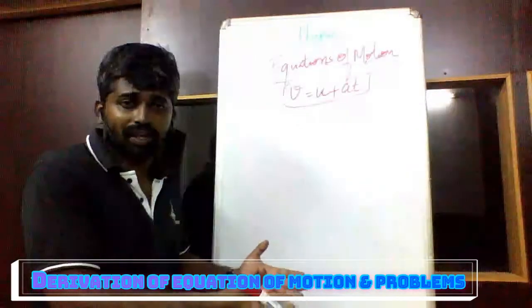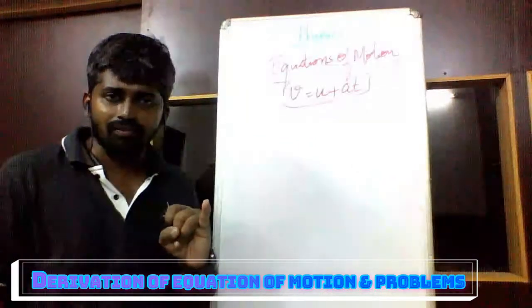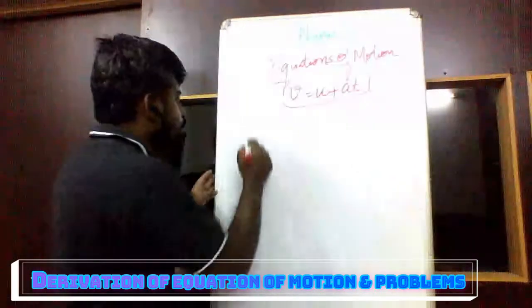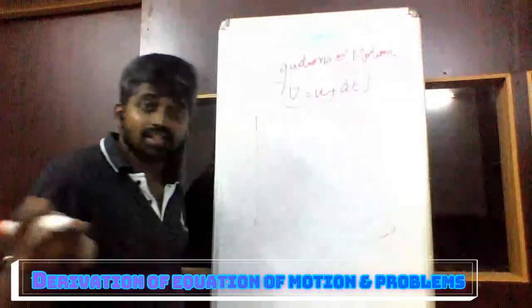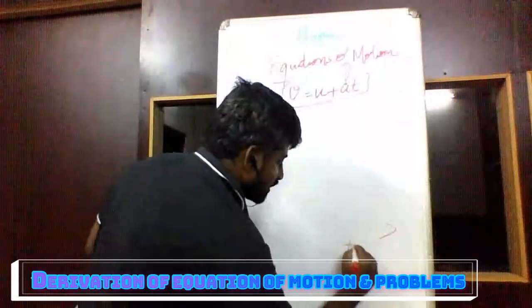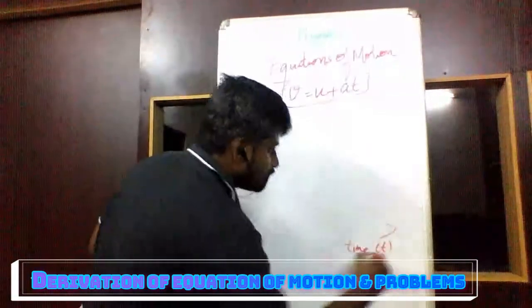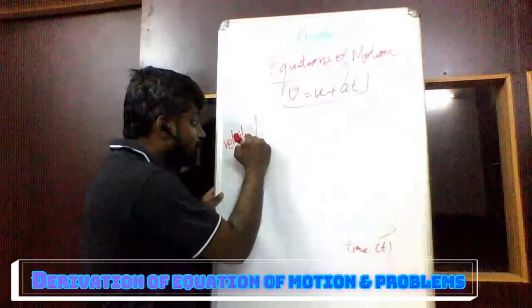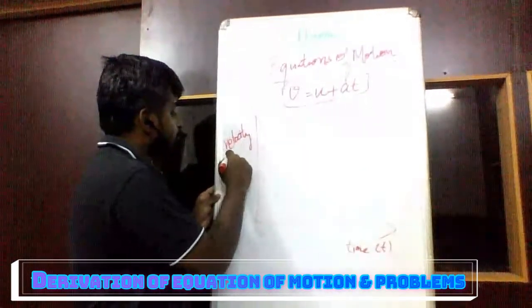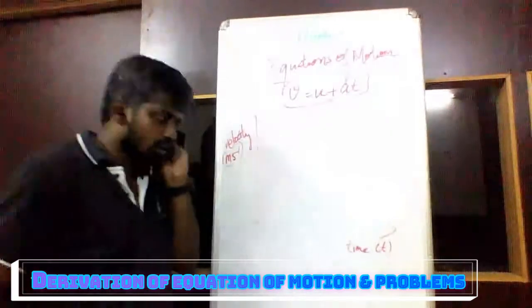Just now I have explained what is a distance time graph and velocity time graph. You remember that? In velocity time graph, what is the x-axis? X-axis is always time, t. What is the y-axis? Y-axis is always velocity. What is the unit of velocity? Meter per second. Okay, fine.